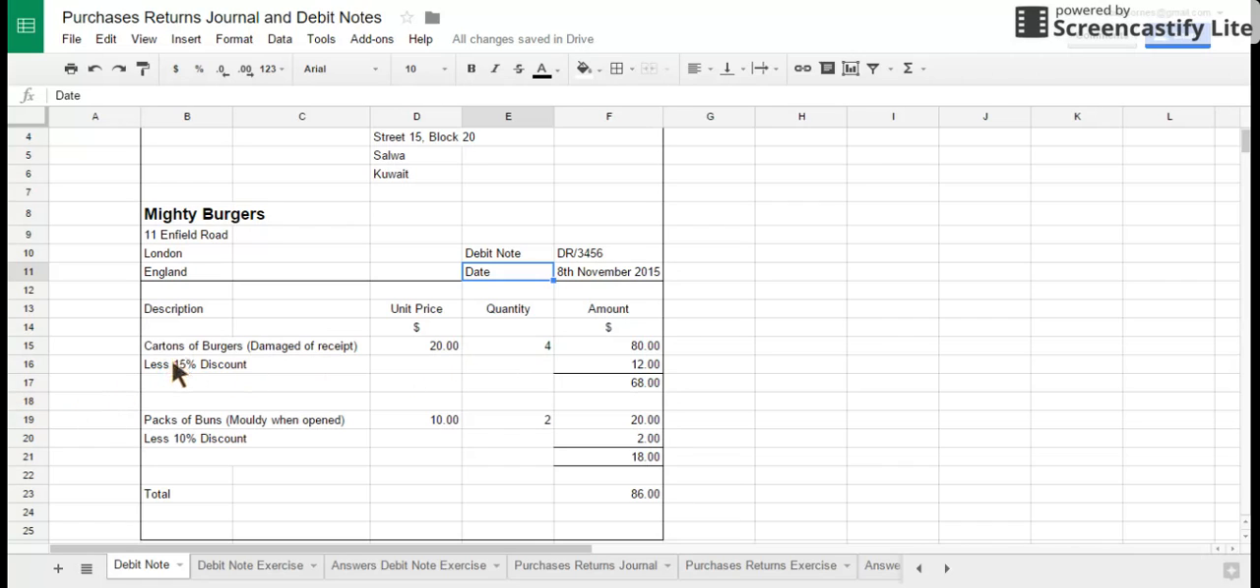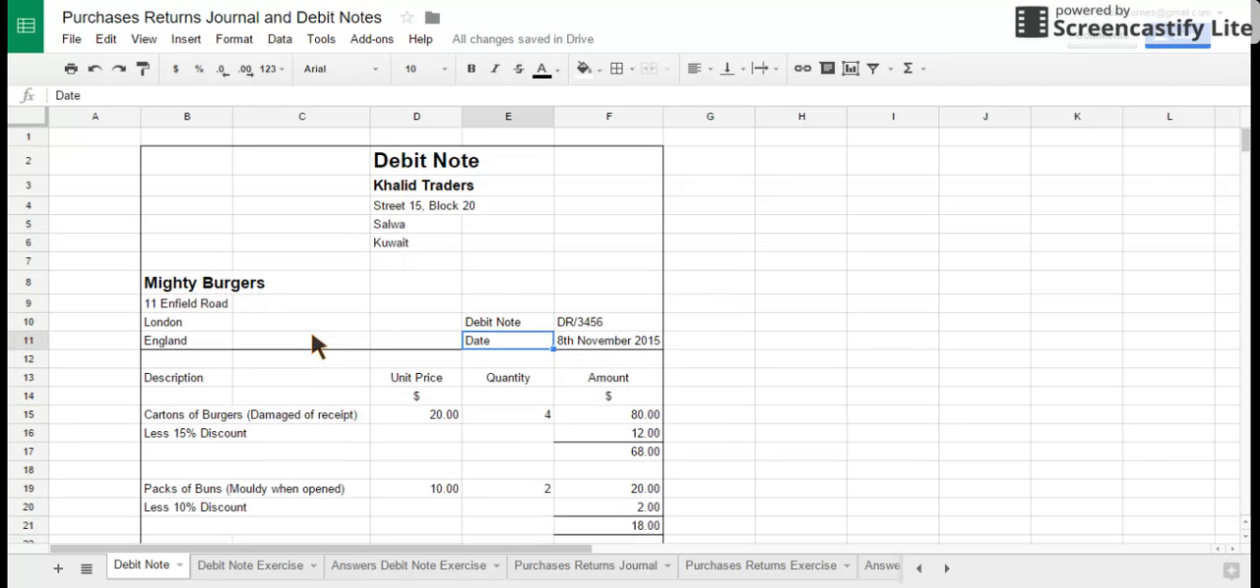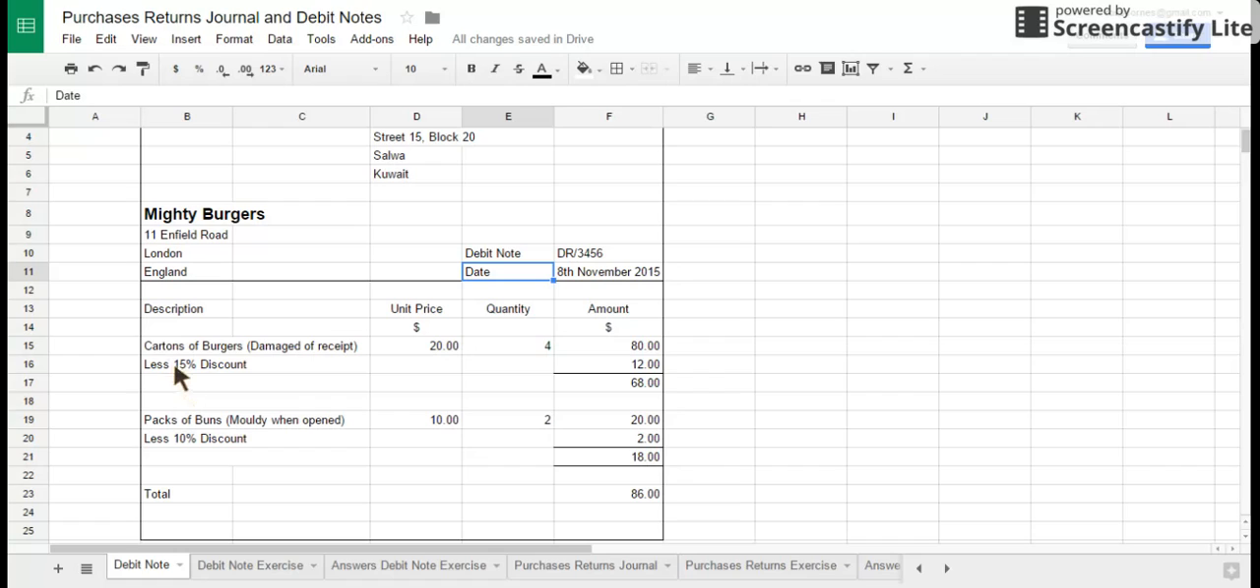There will always be trade discounts and not cash discounts on a debit note, and the reason for that is the cash discount only ever applies when the goods are actually paid for. So in this case, it's a 15% trade discount. The actual value of the goods supplied to this customer will be $68 and not $80, because we record the net amount after the discount, and that's the value that would have appeared on the invoice.